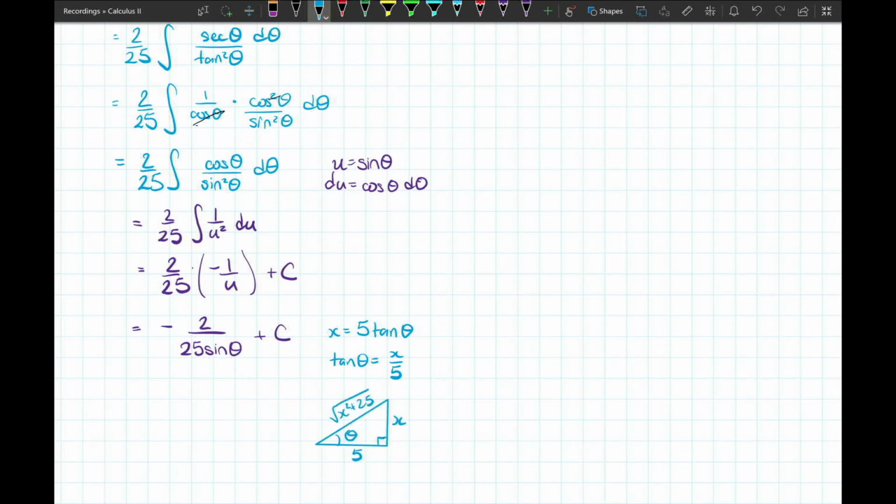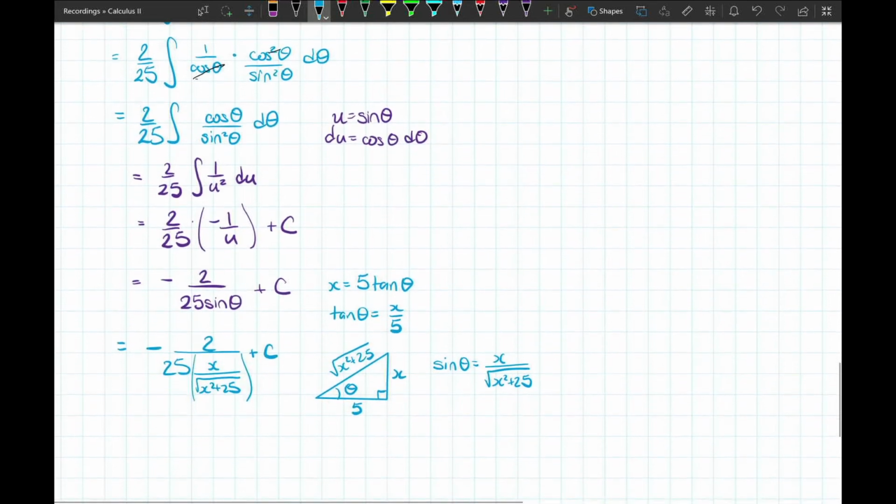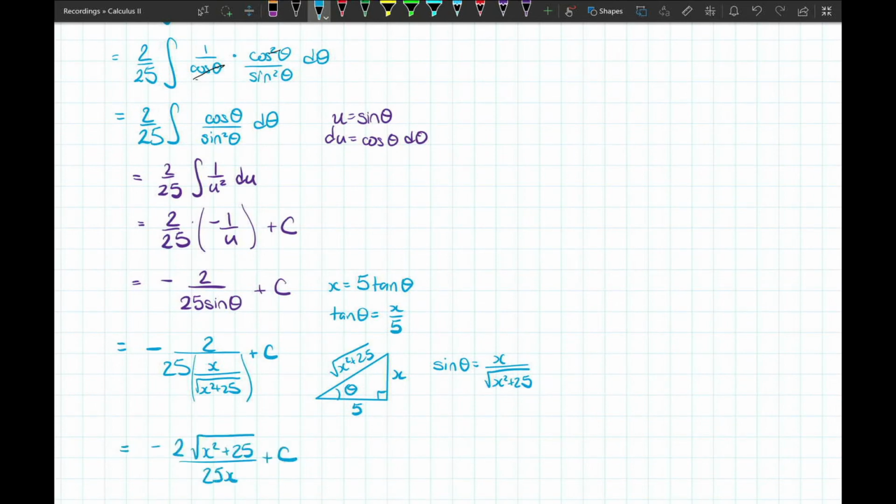Drawing the triangle for tangent theta equals x over 5, we can calculate the hypotenuse and see that sine theta, opposite over hypotenuse, would just be x over the square root of x squared plus 25. And we can use that to replace sine theta here. And since we don't really like to have fractions inside of fractions, it's best to just rewrite this answer. And there we have our final answer.